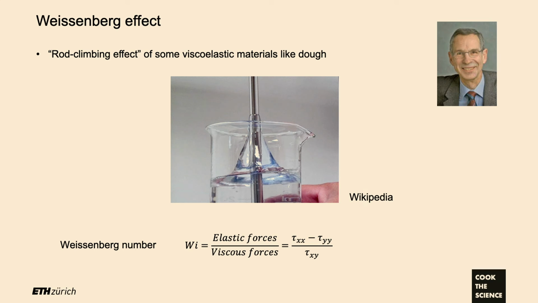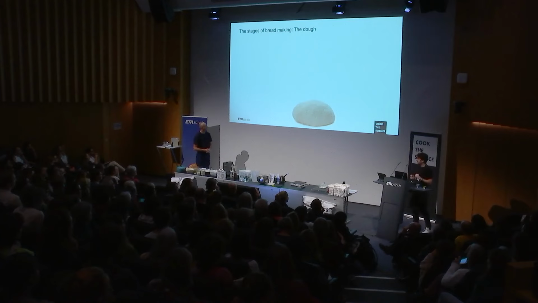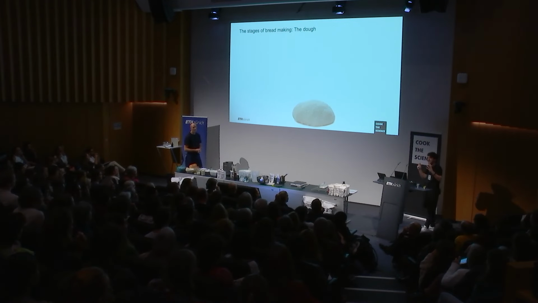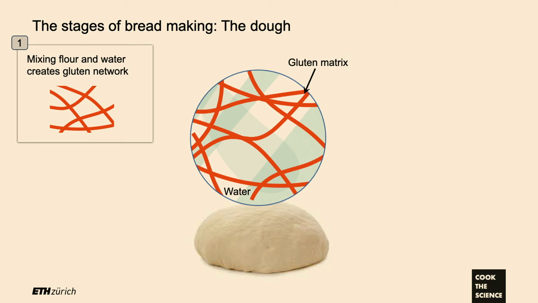So now, before we start making bread, I thought that I should summarize a little bit the stages of bread making. Very roughly, and in a simplified manner, to give you a flavor of the different things that occur when we make bread. The first step is when we make dough. The first thing that we do is we mix flour and water, and as we have seen, this creates this elastic gluten network.